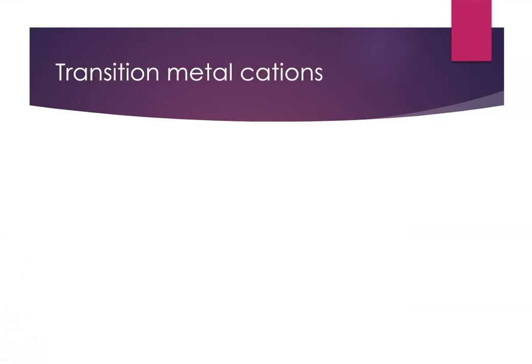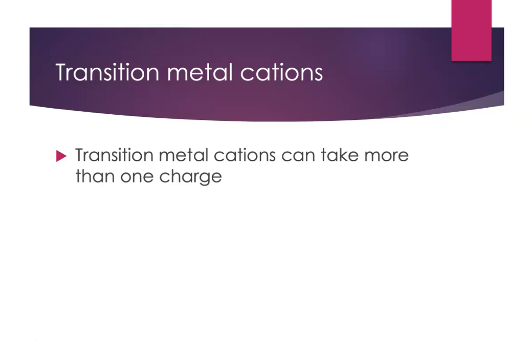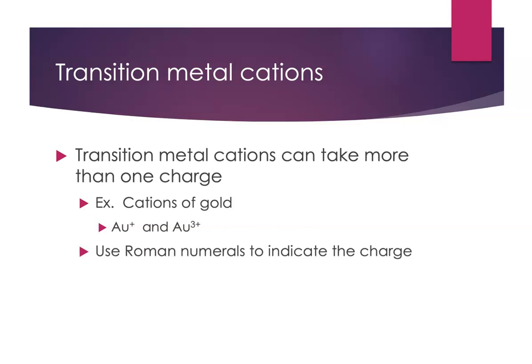So let's talk for a moment about transition metal cations. One of the hallmarks of transition metals is that they can form cations with different charges. They can take more than one charge. So for example, gold forms two different cations commonly, Au+ and Au3+. We can't just say gold ion because we don't know in that case if we mean the ion with the +1 charge or the ion with the +3 charge. We need to be a little more specific. So we're going to use Roman numerals to indicate the charge of the cation. So instead of saying Au+, we could call it gold(I). And Au3+ is called gold(III). So the Roman numeral tells me the charge of the cation.